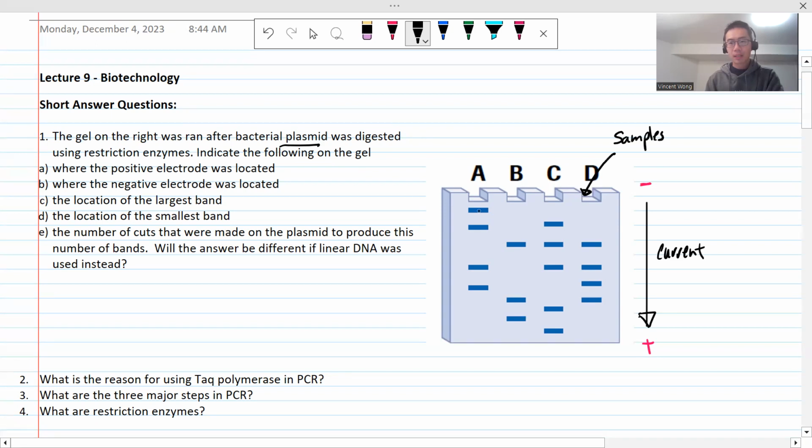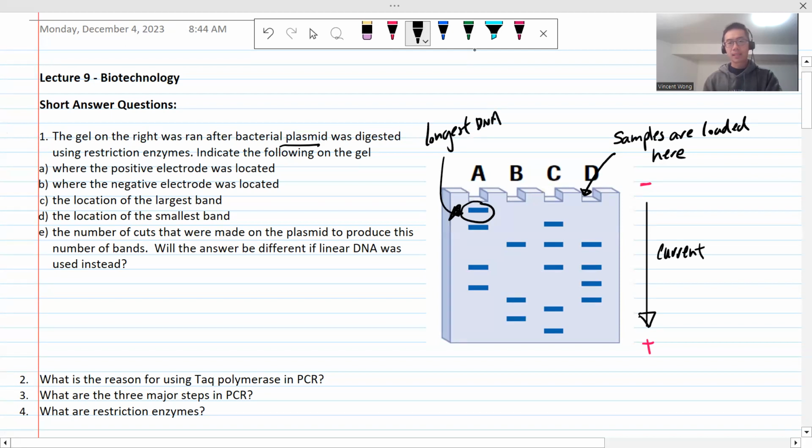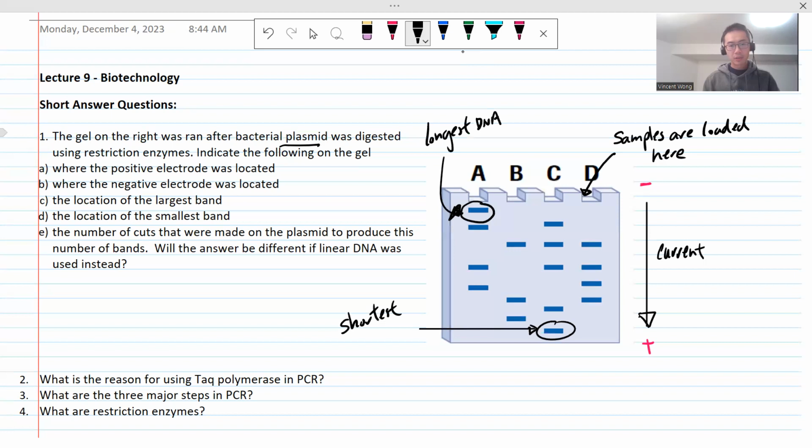Samples are loaded here. Of all the bands, this one would be the longest DNA, because that's the one that is closest to the well in all of the lanes. And the smallest band would be the one that is furthest down, which is right here. That is the one that contains the shortest DNA.